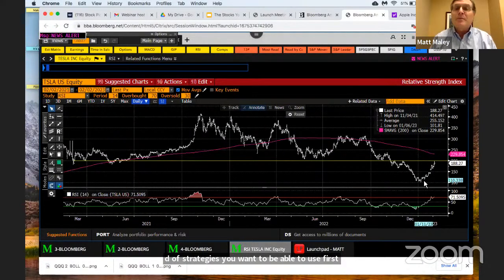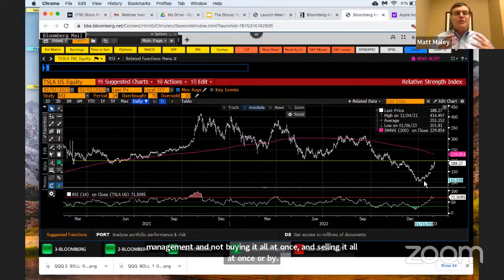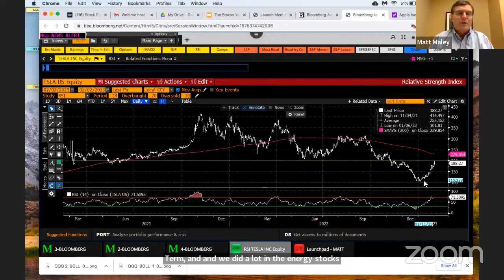Even though I like it longer term, we did a lot in the energy stocks. I turned bullish in the energy stocks in October 2020, long before anybody else did. Then last year in June, when the thing got too crowded, we had a huge rally in all these stocks. We bought some puts in the XLE. We did really well with those. And I said to people, own these stocks. Sell part of your stocks. We're going to buy them back at a lower level. But don't sell all of them.